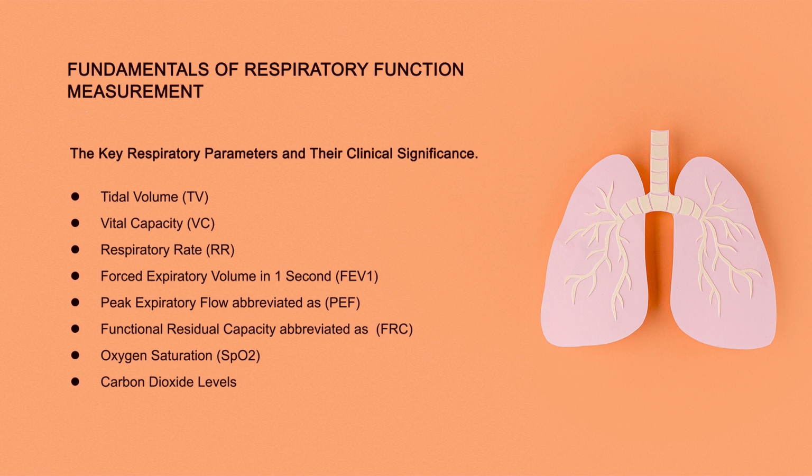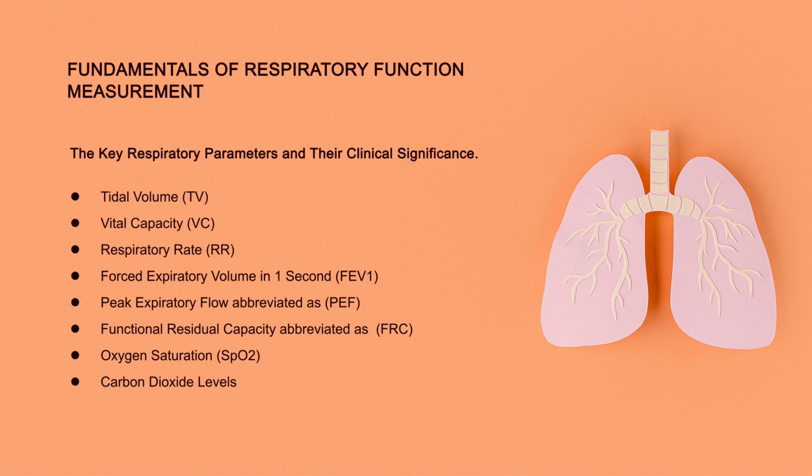The next parameter is the forced expiratory volume in 1 second, abbreviated as FEV1. It measures the volume of air forcefully exhaled in the first second during forced breathing. It's used to diagnose and monitor obstructive lung diseases like asthma and COPD. Reduced FEV1 indicates airflow obstruction.